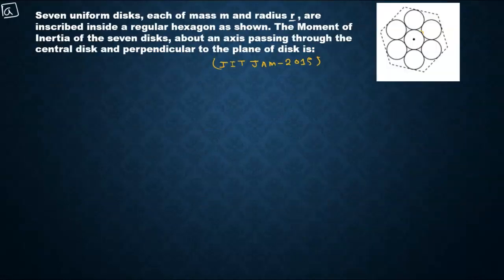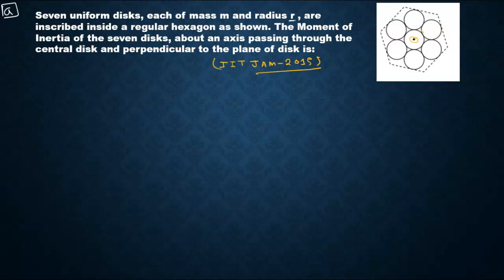So let's move to the next question from JAM 2015. Here it is saying that 7 uniform discs, each of mass m and radius r, are inscribed inside a regular hexagon as shown. So we have a regular hexagon with 7 uniform discs. We have to find the moment of inertia about the axis passing through the central disk and perpendicular to the plane of the disk.